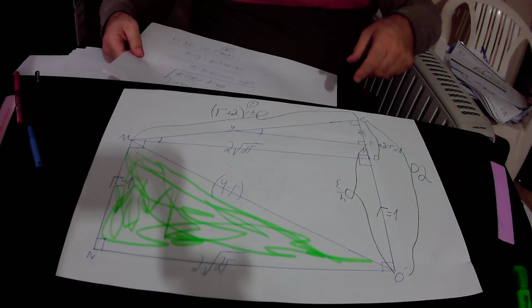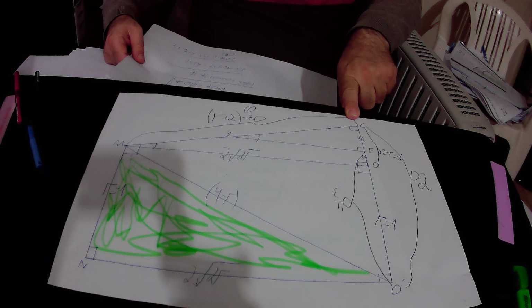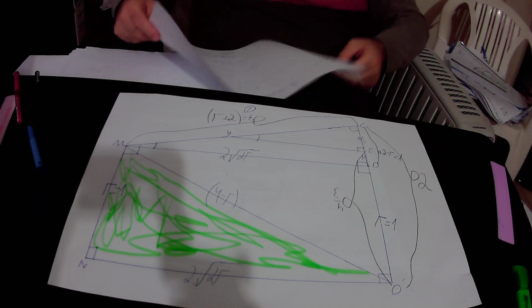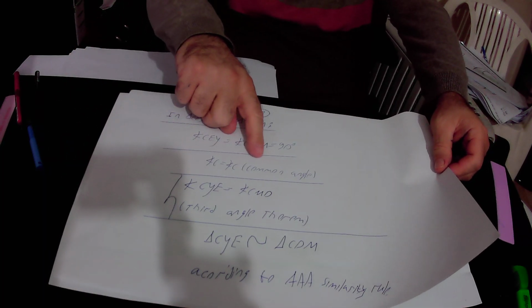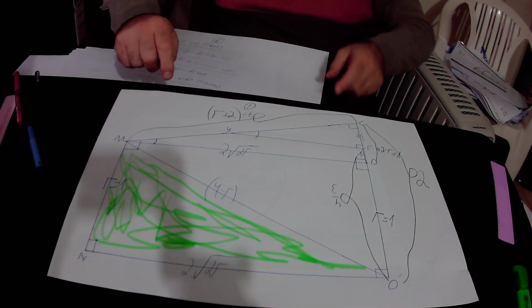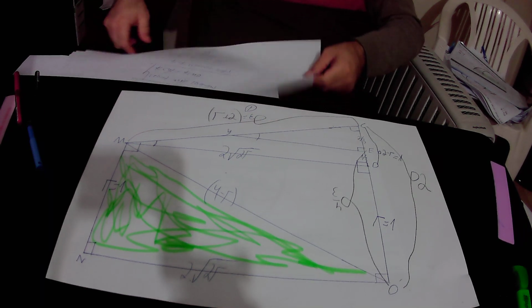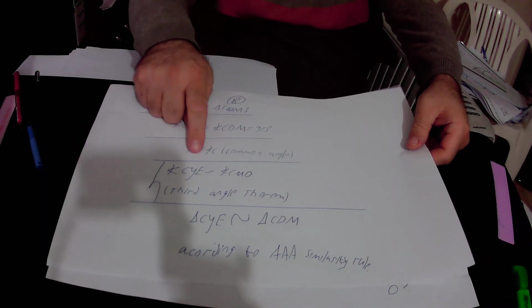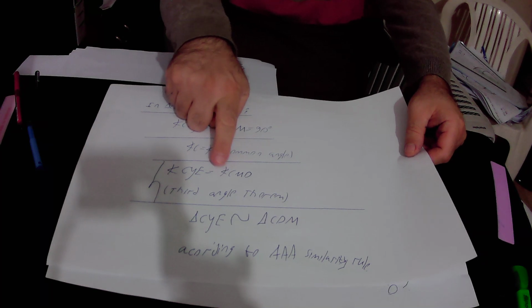Then we also know that this angle is a common angle that belongs to both triangles, so we can write down that angle C equals angle C, a common angle that belongs to both triangles. And we also know that those two angles are equal to each other according to the third angle theorem. That is to say, angle CEY is equal to angle CMD according to the third angle theorem.